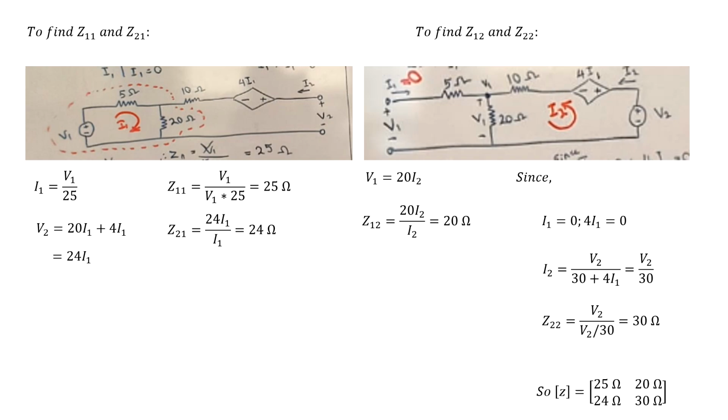And we can put it into the Z matrix, which is 25 ohms, 20 ohms, 24 ohms, and 30 ohms. That is all.